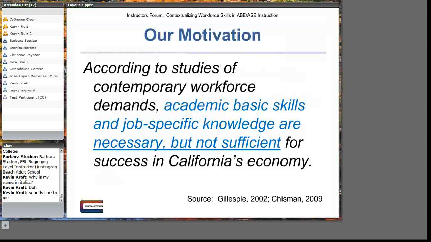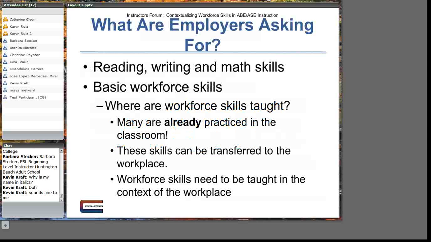So we just want to give you kind of a taste of this. Of course, there is a larger class that you can take, but we just wanted to focus on what contextualizing workforce skills is, because as this slide points out, this has become a major talking piece for adult education, but also for the state of California. According to these studies, academic basic skills and job-specific knowledge are necessary for jobs, but they're not sufficient for success in California's economy. Right now, our workforce needs those academic basic skills, but also that job-specific knowledge, and this is not something that our workforce really has.